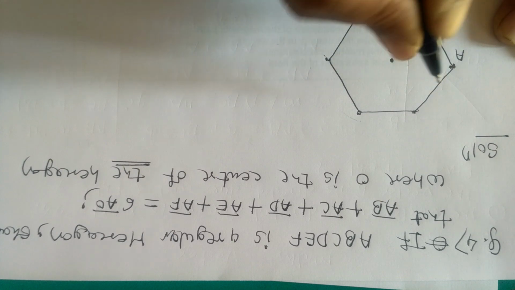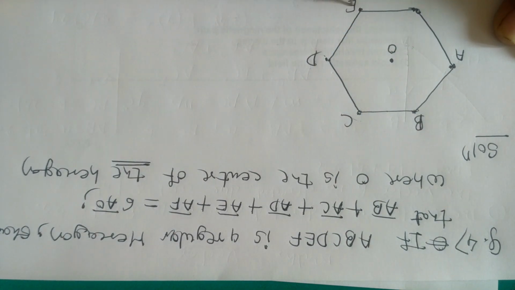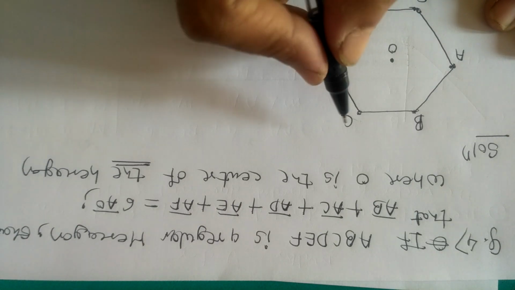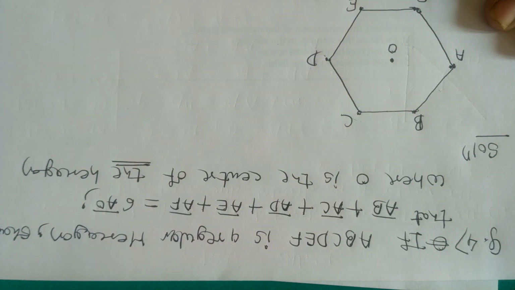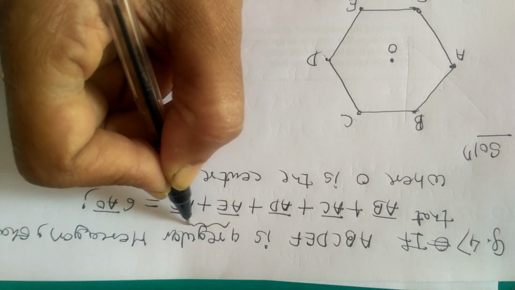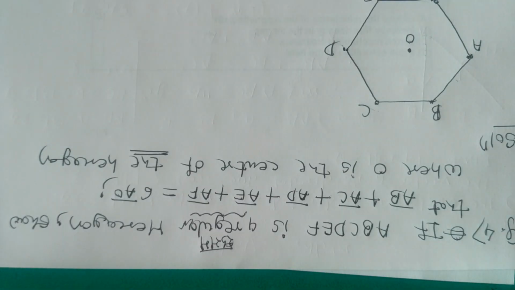Now we label this A, B, C, D, E, F. This is the regular hexagon, and for this regular hexagon, O is the center of the corresponding hexagon. Regular hexagon means all these sides and angles are congruent. If all sides and angles are congruent, then that figure is always regular. In Marathi we say that is susam. Susam means all sides are congruent.